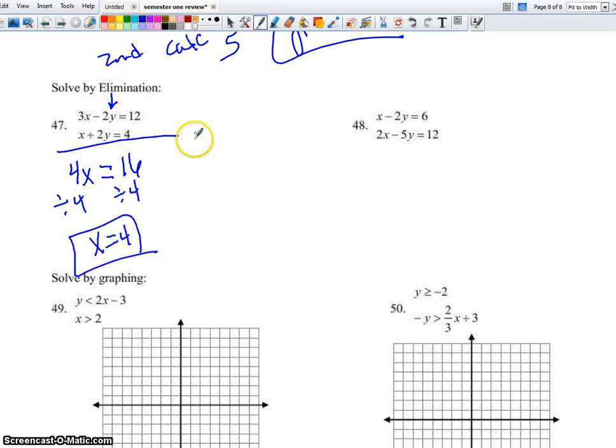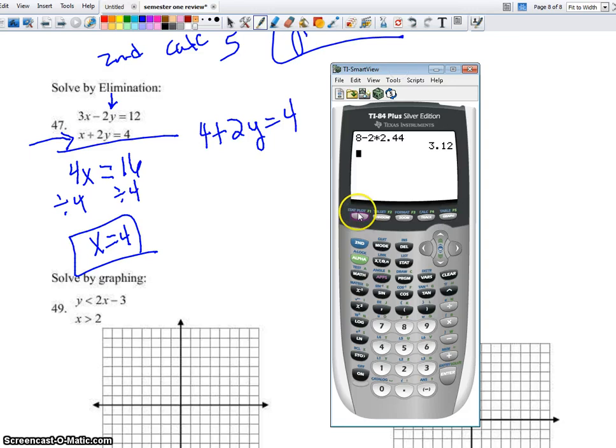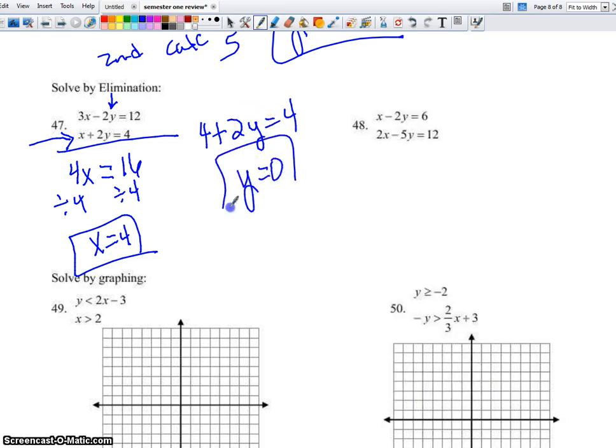Go back to either of your original ones and put 4 in for x. I'm going to use the second one. 4 plus 2y is equal to 4. Go to y equal. y1 becomes 4 plus 2x. y2 becomes 4. Second calc 5. Give it time to draw. Enter, enter, enter. X is 0, which in this case is y. There's your solution.